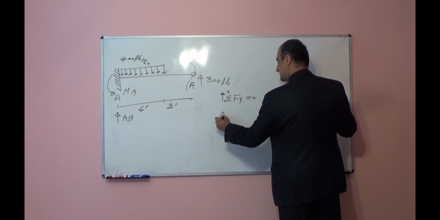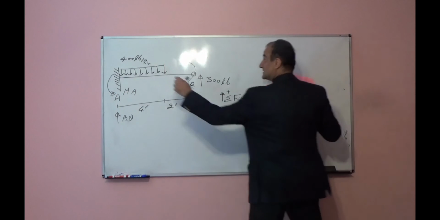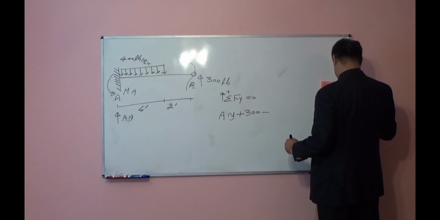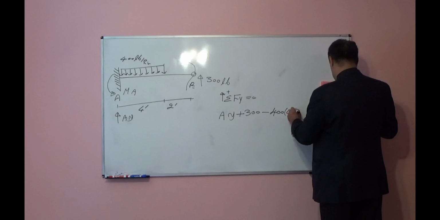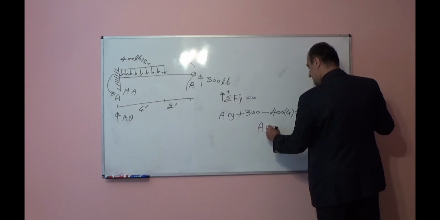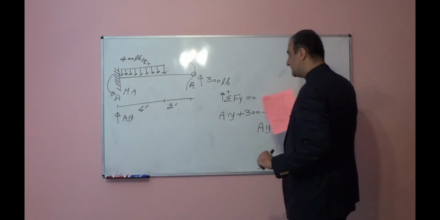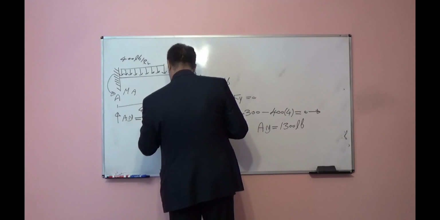This means AY plus 300 minus 400 times 4 is equal to 0. From there I can find AY is equal to 1300 pound. So AY will be equal to 1300 pound.